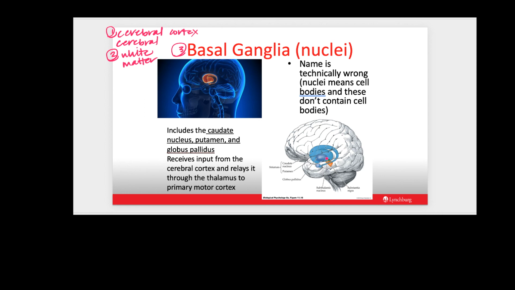These structures are responsible for receiving input from the cortex and then relaying this information through the thalamus, which we're going to talk about in just a second, to the primary motor cortex. And so they're going to play a role with motor function and the cerebral cortex.